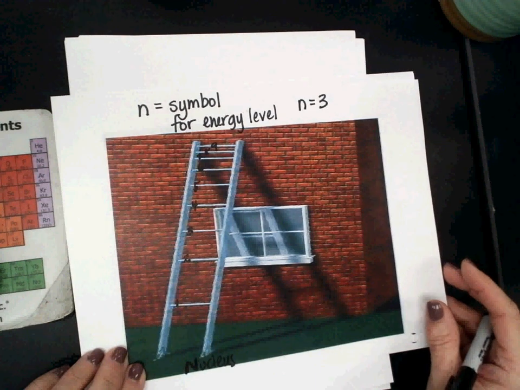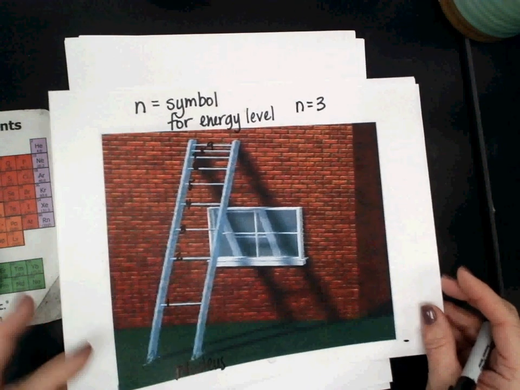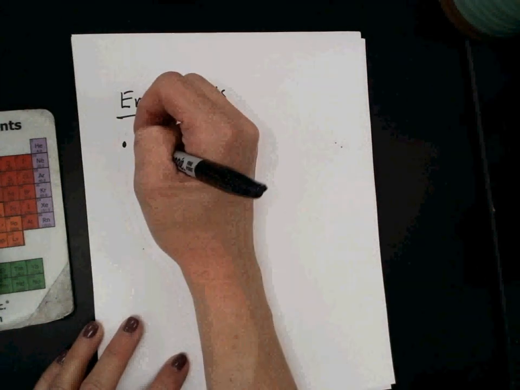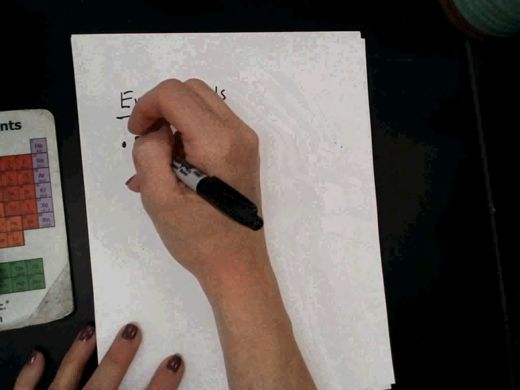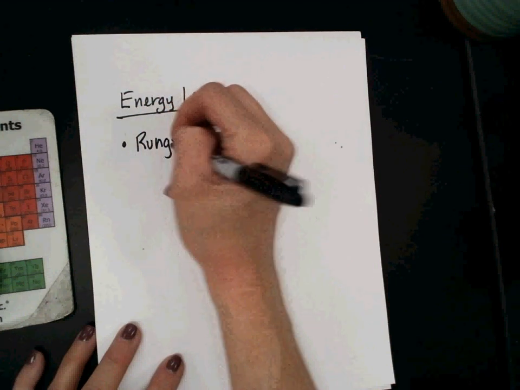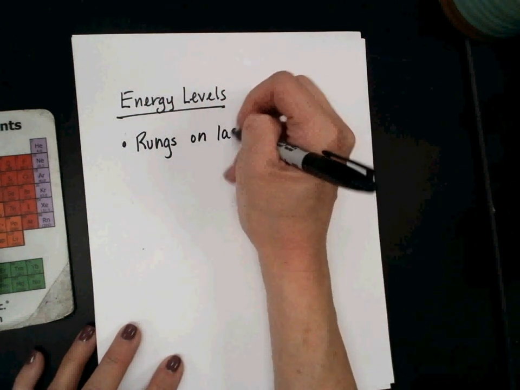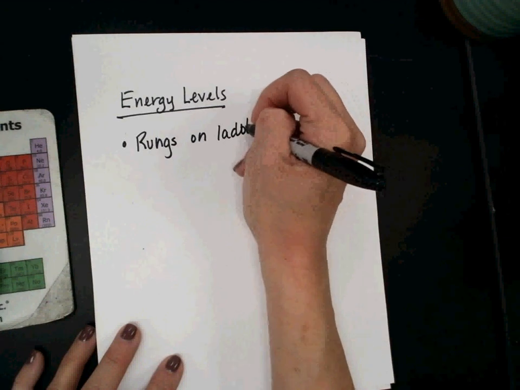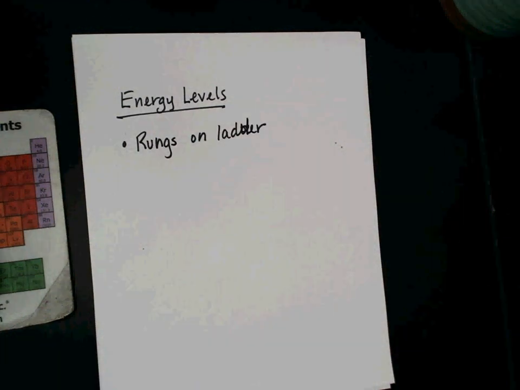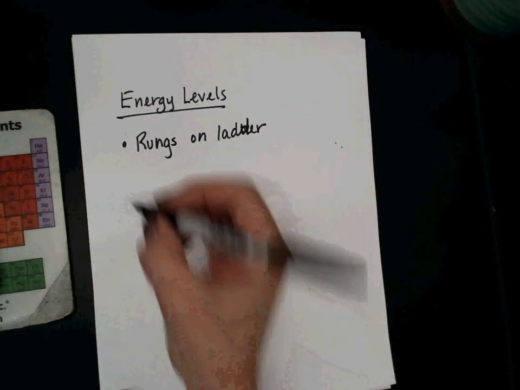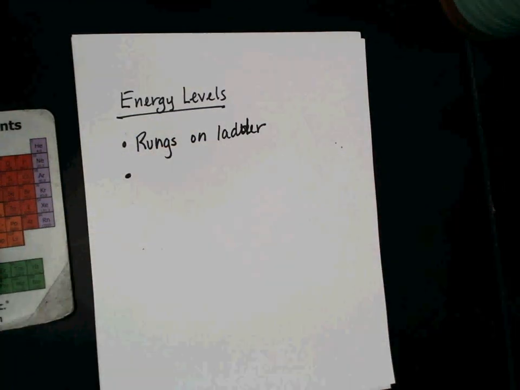Now I'm going to move this and we're going to write some stuff down, but keep it out because you're going to have to look at it. So if I look at the energy levels, I can say they're like the rungs on the ladder. And then I'm going to ask you some questions about them. My first question, I want you to look at the diagram, and I want you to tell me, based on that diagram, are these rungs equally or unequally spaced?